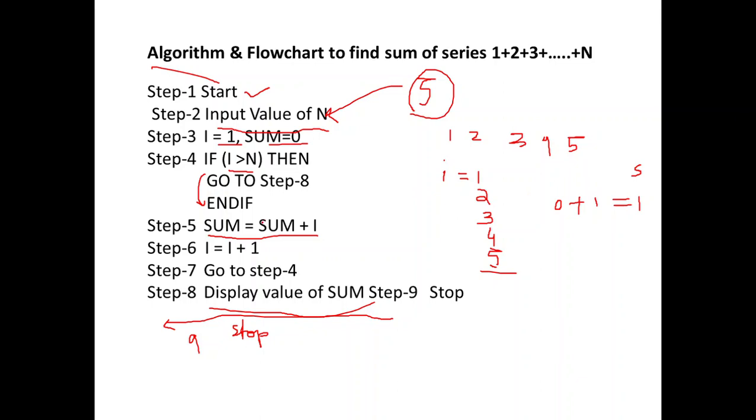Now I equal to I plus 1, that is 1 becomes 2, right? Then what happens? Go to step 4. That is, in step 4, is 2 greater than 5?